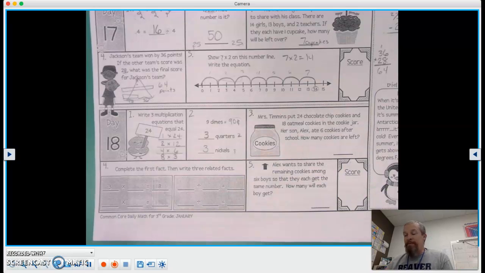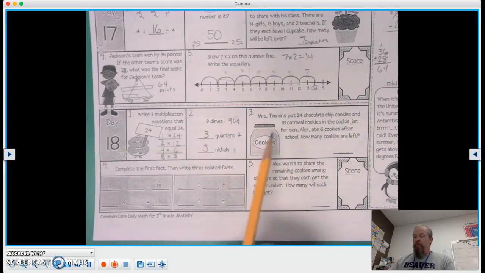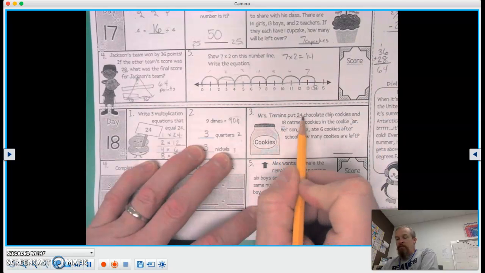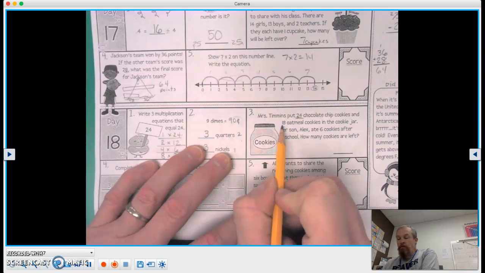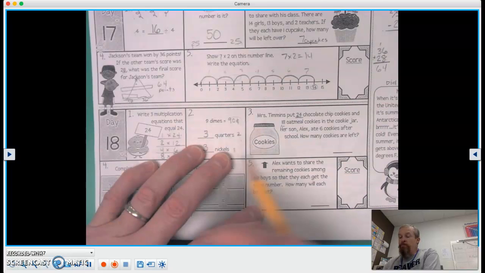All right, number 3. Mrs. Timmons put 24 chocolate chip cookies and 18 oatmeal cookies in the cookie jar. Her son Alex ate 6 cookies after school. How many cookies are left? Well, first, let's add up both of those. So we have 24 plus 18. So 24 plus 10 would be 34. Plus 8 more from 34 would be 42.